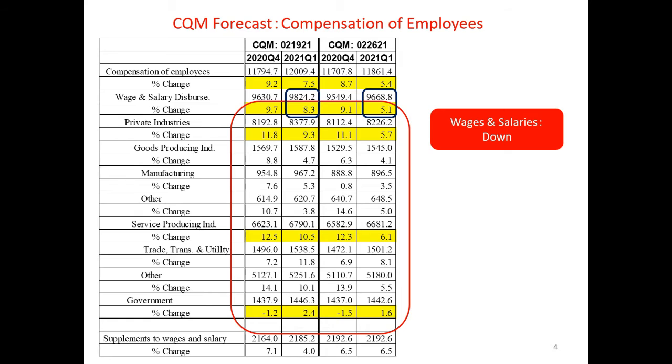With the update of January personal income, wages and salaries in all industries have been revised downward significantly. Total wages and salaries have been revised downward from 8.3% to 5.1% in 2021 Q1.